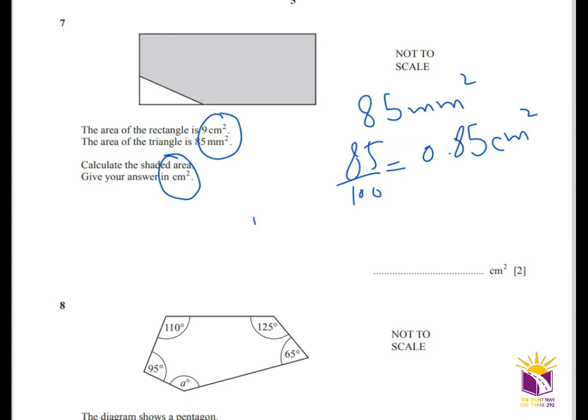Now 9 centimeter square minus 0.85 centimeter square will be equal to 8.15 centimeter square.